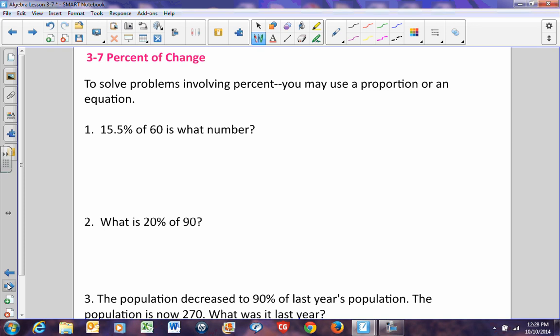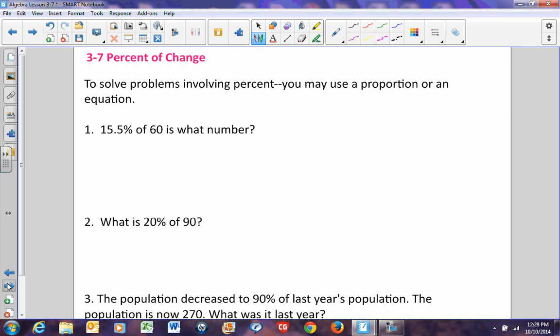Now, to solve percent of change, you need to use a proportion. And the proportion you want to use is a specific proportion. We have a specific proportion that's set up to solve all percentage problems when you're dealing with percent of change. Okay, percent of change, you're going to do the following proportion.